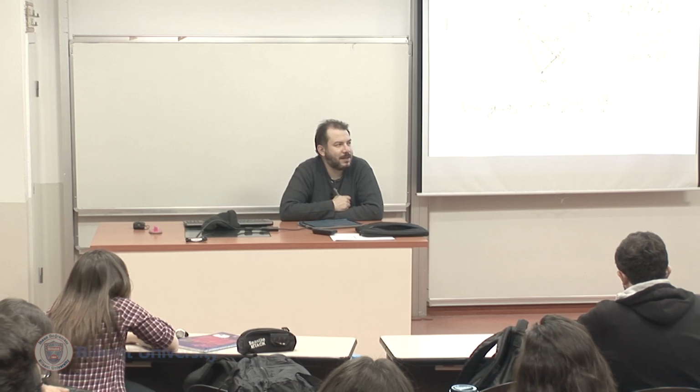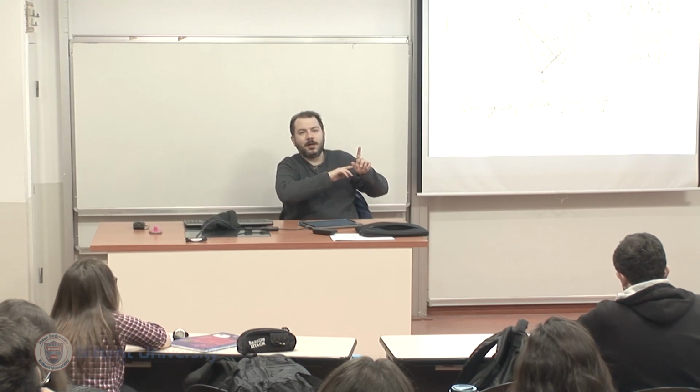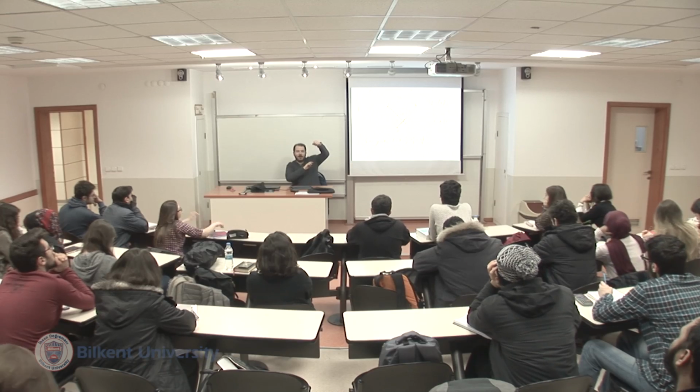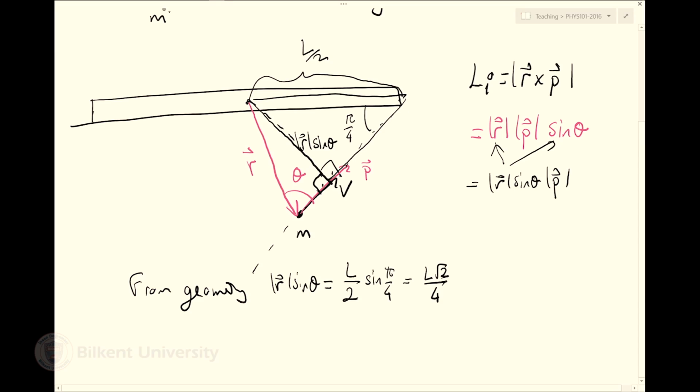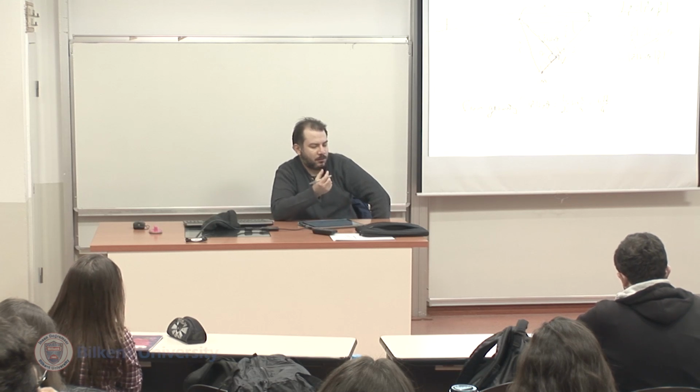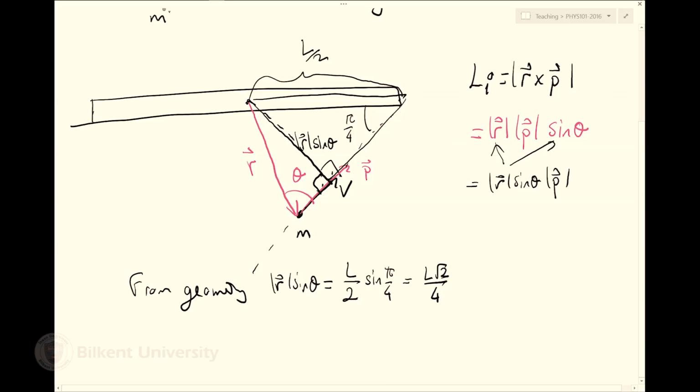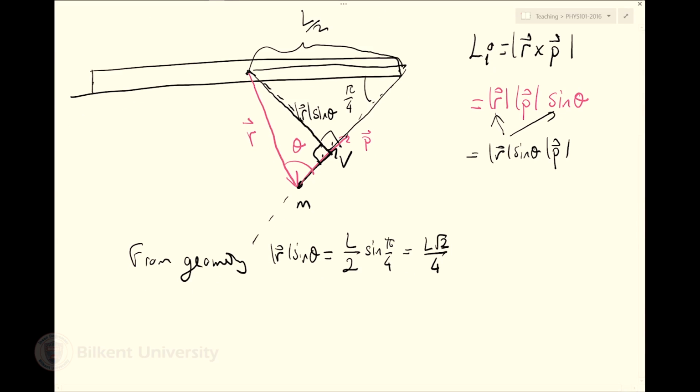So I know that theta is changing as this particle moves on the line. I know the r vector is changing, but apparently r sine theta is not changing, because I can relate it to this other triangle. And again, angular momentum is momentum times the distance of closest approach to the pivot point. Good. So now I can write this. The p magnitude is mv, and r sine theta is L square root of 2 over 4. So this is my initial angular momentum.